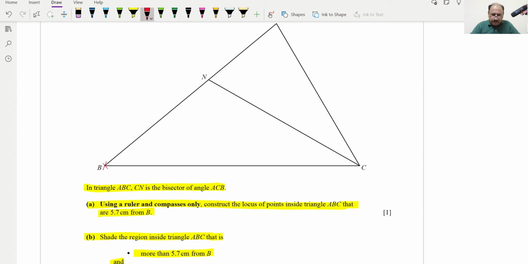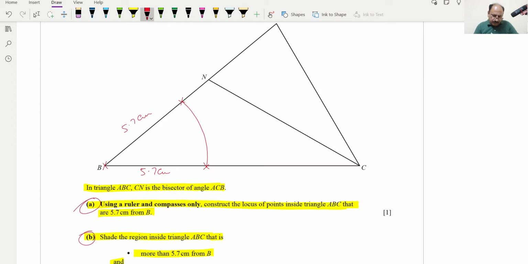Arc will be made like this one, and this will be the point which we have taken, and 5.7. So this is 5.7 centimeters, and this is also 5.7 centimeters. Now we have to shade this region. Of this A part we are done with.